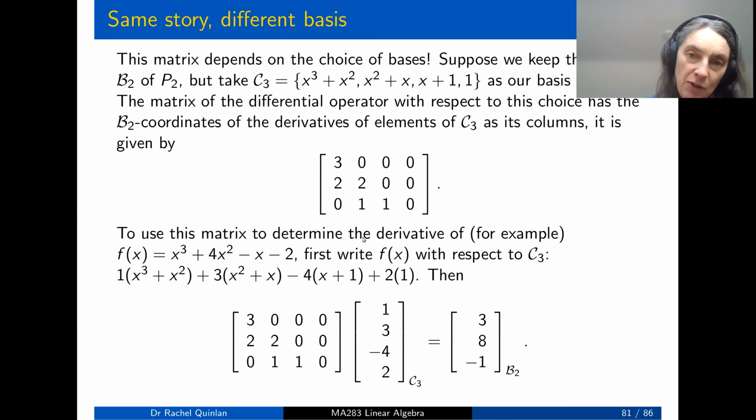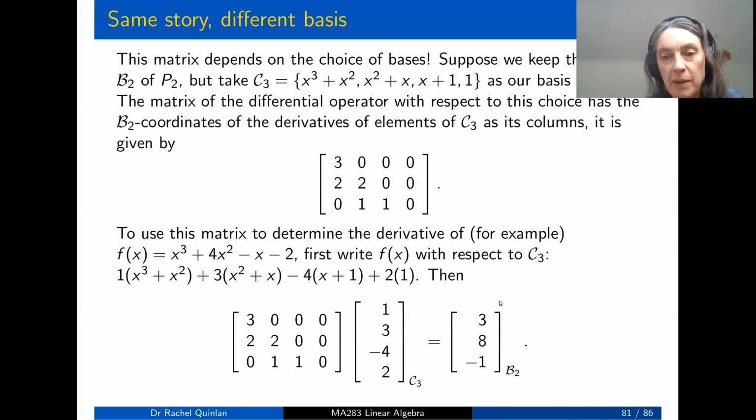Okay, then if we want to use this matrix to calculate the derivative of f(x), what we should do is take the column vector with the C3 coordinates of f(x), and multiply it on the left by the matrix of the differential operator with respect to C3 and B2. When we do that, okay, here's our matrix.